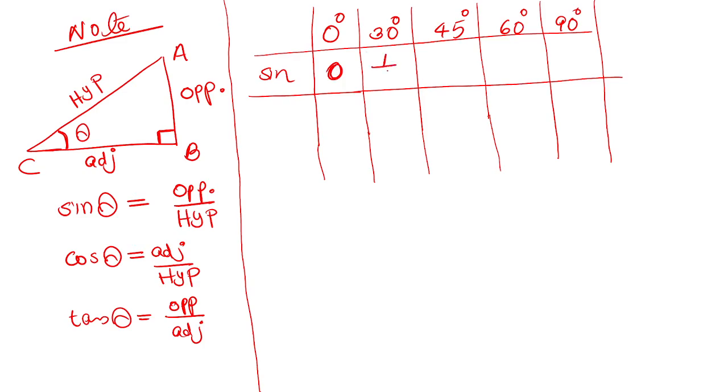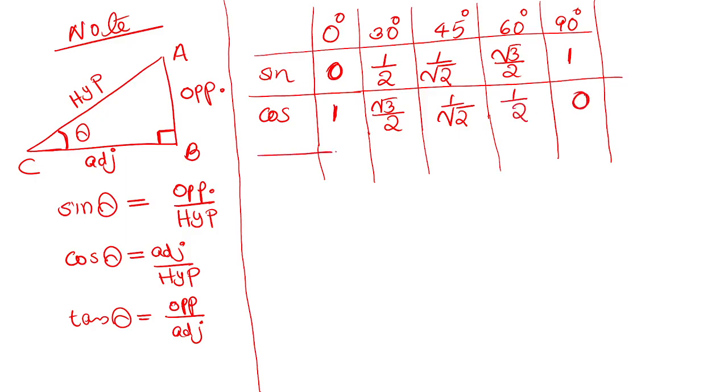Sine 30 is 1 by 2. Sine 45 is 1 by root 2. Understood. And sine 60 is root 3 by 2. Sine 90 is 1. Then cos 0 is 1. Cos 30 is root 3 by 2. Cos 45 is 1 by root 2. Cos 60 is 1 by 2. Cos 90 is 0. Sine and cos is the most important one.